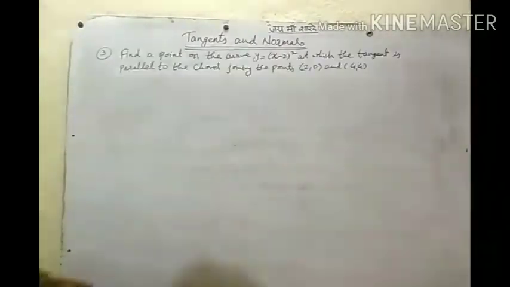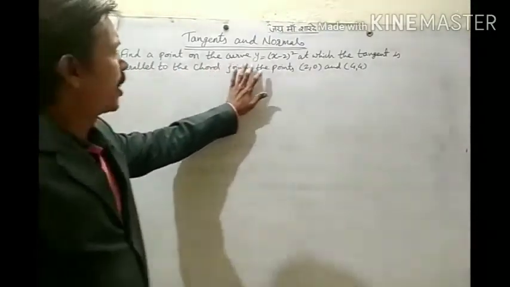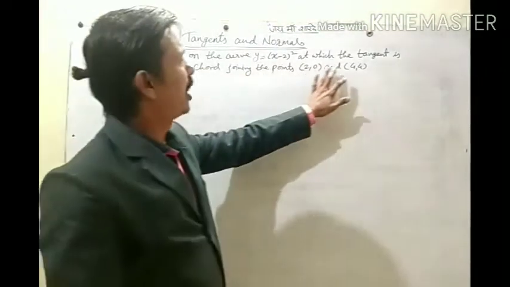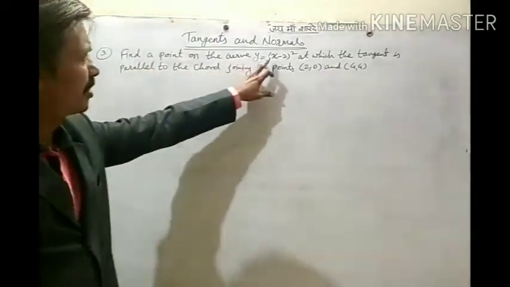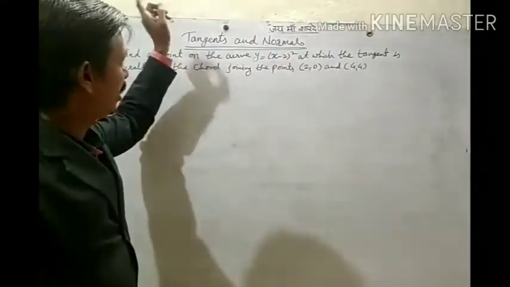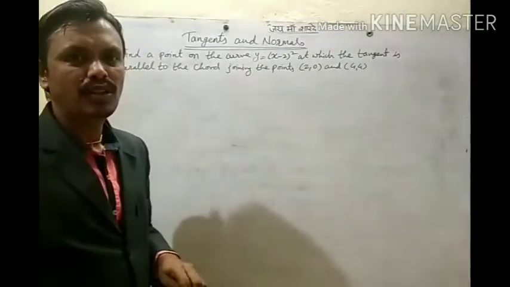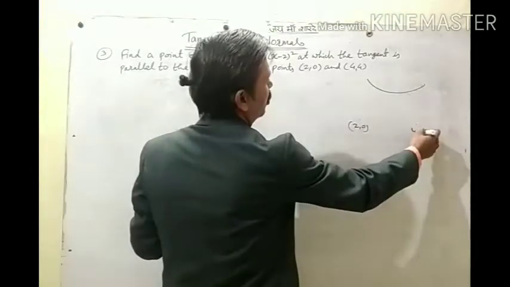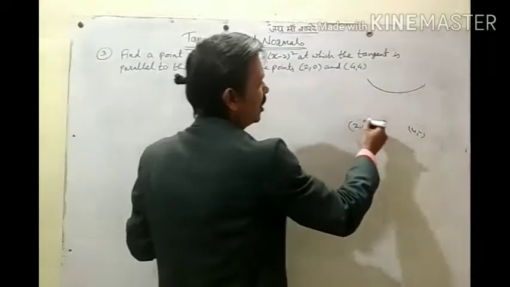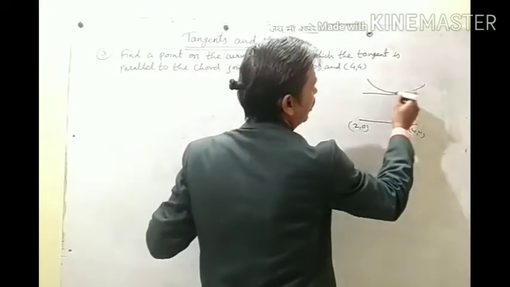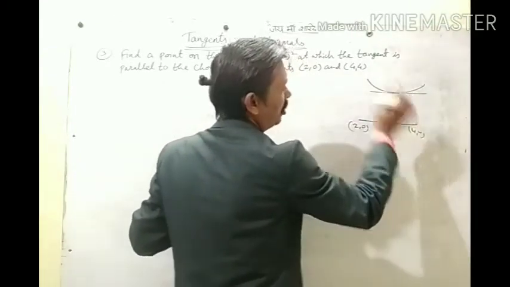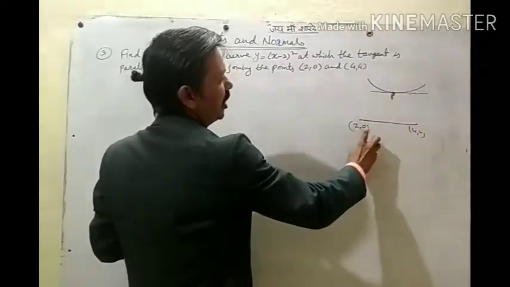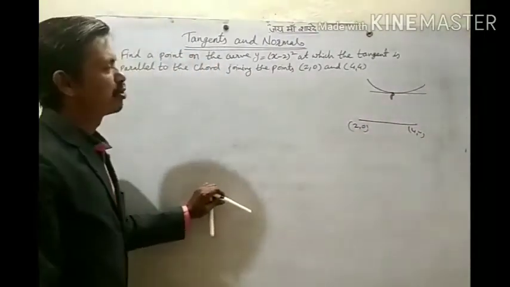Okay? Next question is, find a point on the curve y equal to (x minus 2) square at which the tangent is parallel to the chord joining the points (2, 0) and (4, 4). We need a point on this curve at which if we draw tangent, then it will be parallel to line joining these 2 points. Okay? Suppose the curve is given and these are the 2 points (2, 0) and (4, 4). So in this curve where we will draw tangent so that it will be parallel to this line. So if we draw here tangent, then it will be parallel to this line. This point we need. Suppose this point is P. So point P we need at which we will draw tangent so that it will be parallel to line joining these points (2, 0) and (4, 4).